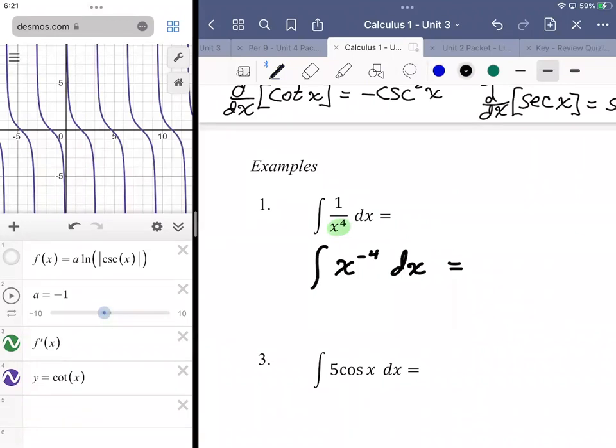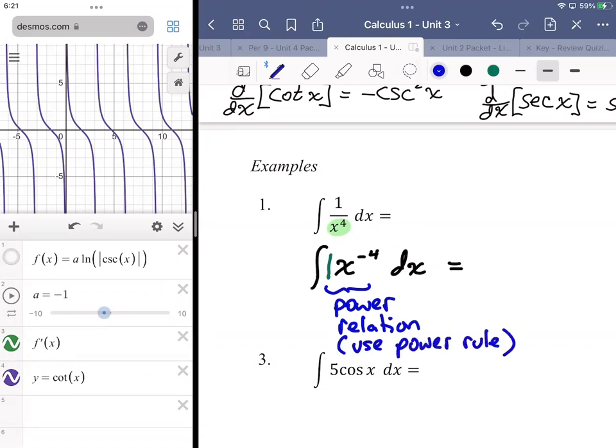All right. So I'm looking at something that has an understood coefficient of 1, a variable, and a power. This is a power relation. So we would use the power rule. It's still a power rule. It's just a power rule for antiderivative instead of a power rule for derivative, sometimes called the reverse power rule. If you're thinking of the power rule as being exclusively for derivatives, this is the reverse of that.